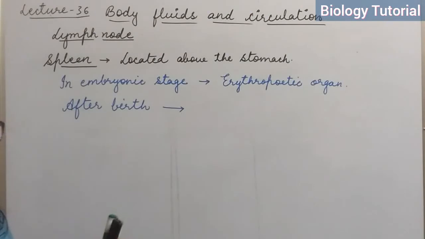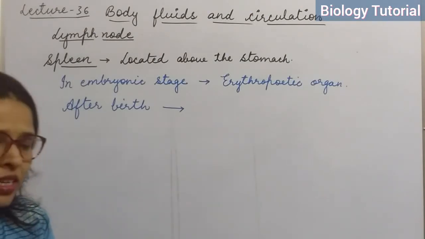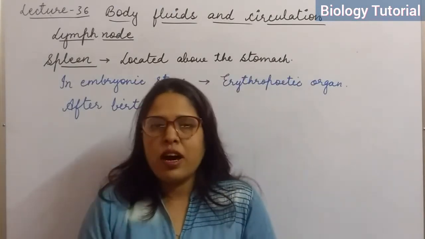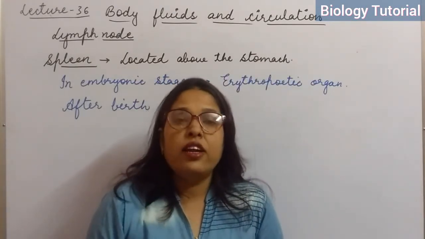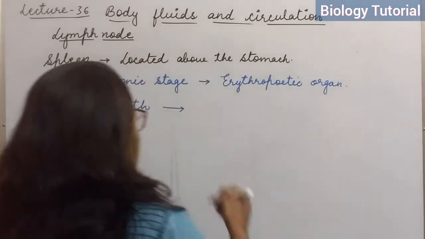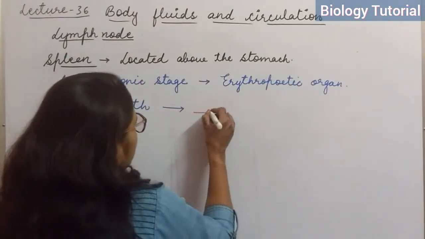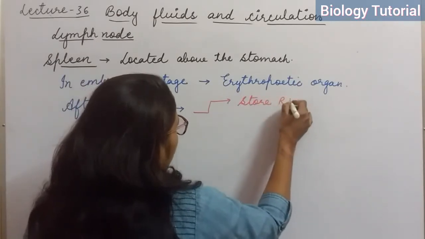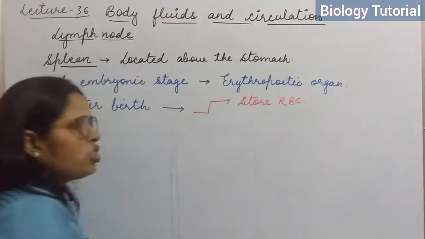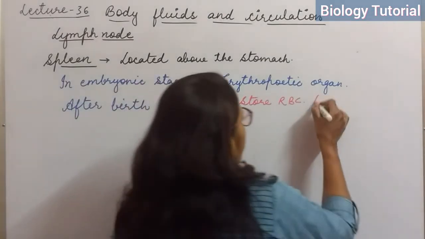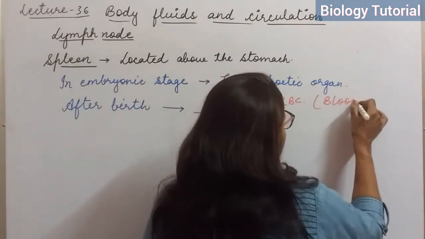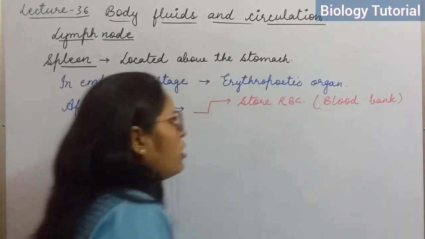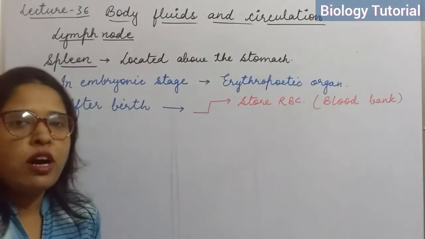After birth, it acts as an RBC storehouse, or it stores the RBCs, and it is the graveyard of RBCs. Due to this function, it is also called the blood bank of the body. The spleen is called the blood bank of the body because it stores the RBCs.